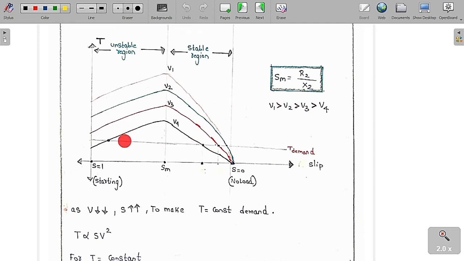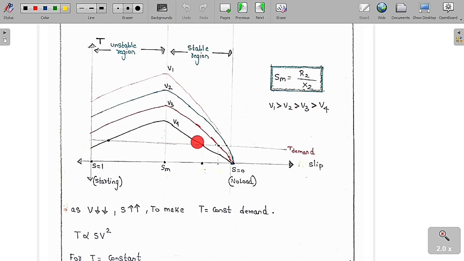Whereas when we come to this unstable region, I will explain why it is called the unstable region. Suppose I am operating at a certain speed here, and I add the external load. If I add the external load, the speed will decrease. The speed will decrease means the slip will increase. The slip will increase means this point will move further down, but the torque is still less. Therefore you can't get back to the original speed. That is the reason it is called the unstable region, whereas here it is a stable region.